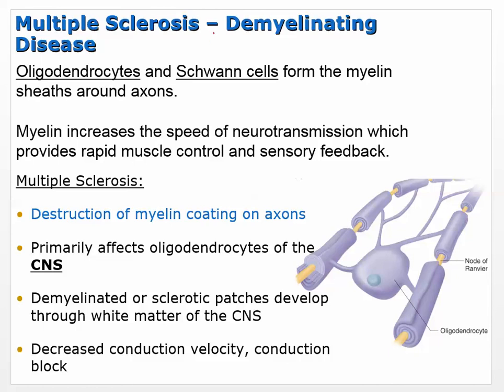Multiple sclerosis. So now we're going to end this with a couple of demyelinating diseases. The first one we're going to talk about and spend more time with, I think, is multiple sclerosis, MS. Okay, MS. So first of all, a little background. Myelin is something that increases the speed of neurotransmission.